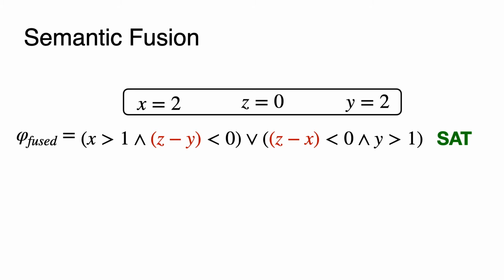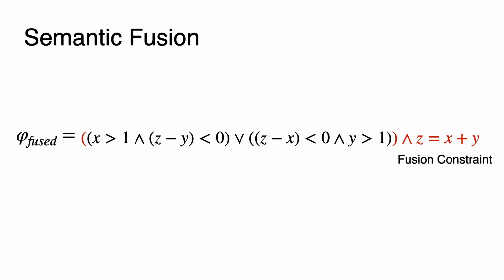It is because we can find an assignment, for example, x and y equal to 2, z equals 0, which satisfies the formula. The root cause is that the values of z minus y and z minus x can be different from x and y respectively, which breaks the unsatisfiability of the formula. So for the unsat fusion, we have to add an additional fusion constraint to the formula, which reflects the fusion relation between z, x, and y, to preserve the unsatisfiability of the formula.